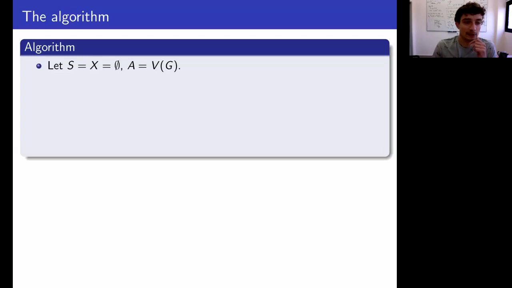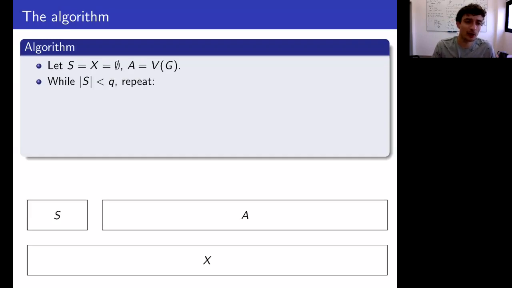Now, let me describe the algorithm. So the algorithm at all times will keep a partition of the set of the vertices of G into three sets, S, X, and A. Where S and A are the final sets we want to return, but they will evolve dynamically. Now, these letters S, X, and A should stand for selected, excluded, and available. So in the beginning, since we don't know anything about our independent set, all the vertices are available to be inside. So here's how the algorithm works.